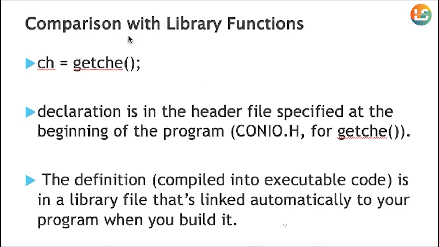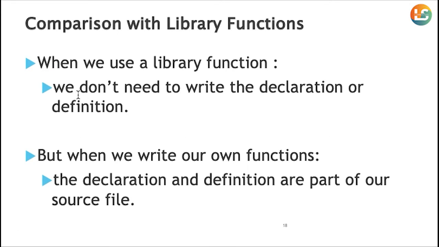But when we use library functions, we don't need to write the declaration or definition. When we write our own functions, then declaration and definition are part of our own source. For example, this starline function. The starline function does not exist in any library. If it does not exist in a library and we need it for our program, then we must declare it, also define it, and then we can call it or use it.